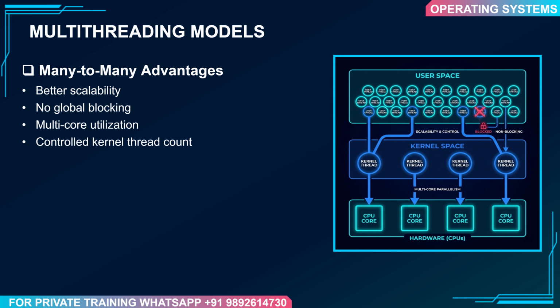First, it allows better scalability than the one-to-one model because the number of kernel threads can be controlled. Second, it avoids the global blocking problem of the many-to-one model. If one user thread blocks, other user threads can still be scheduled on available kernel threads. Third, it can take advantage of multiple CPU cores because kernel threads can run in parallel.